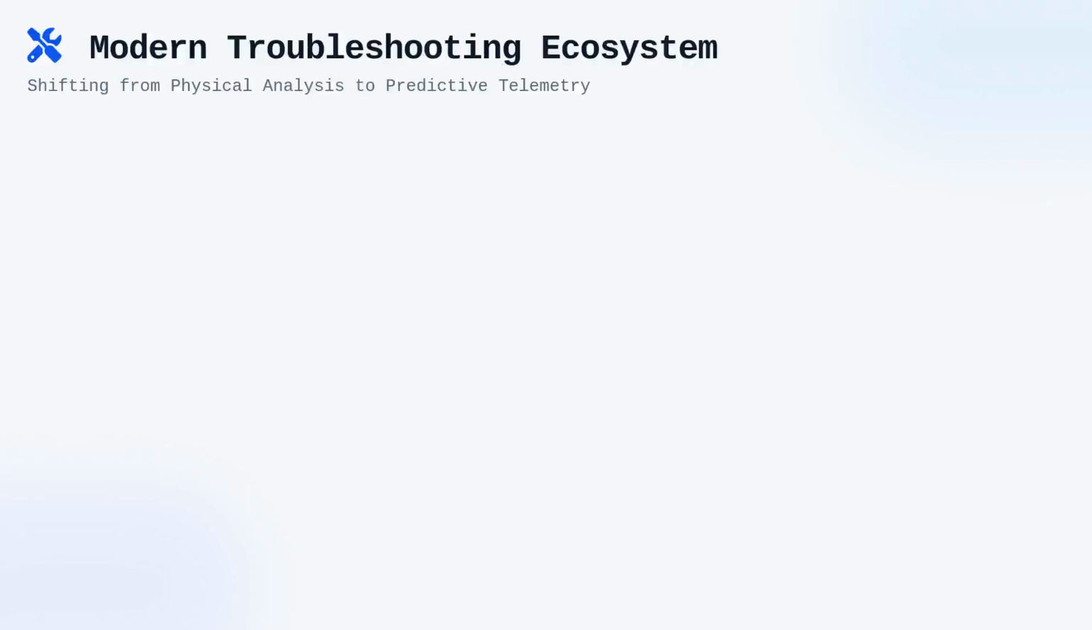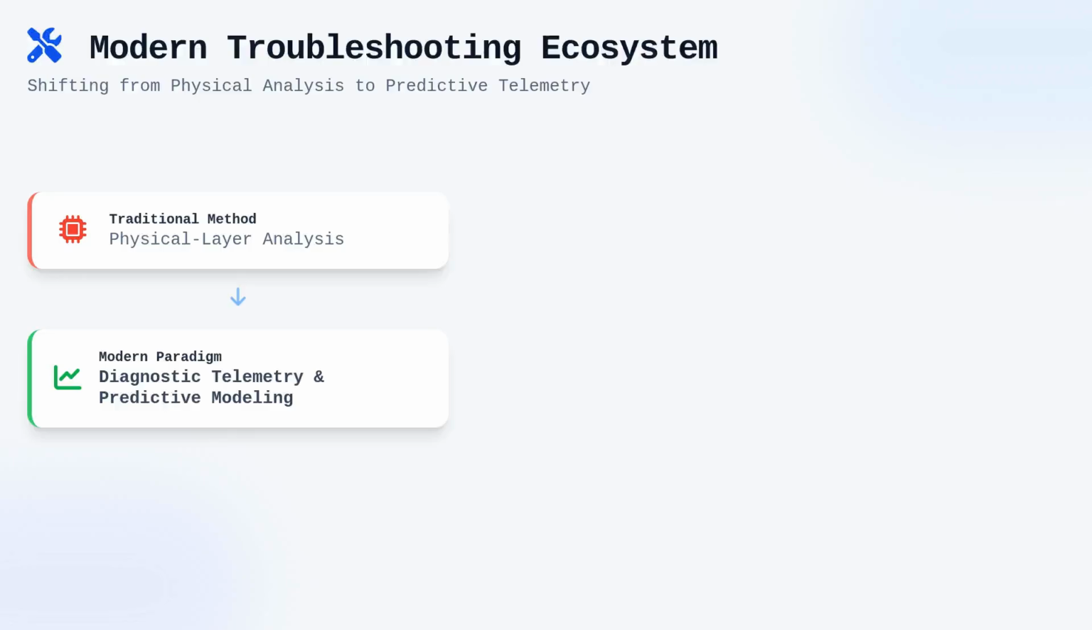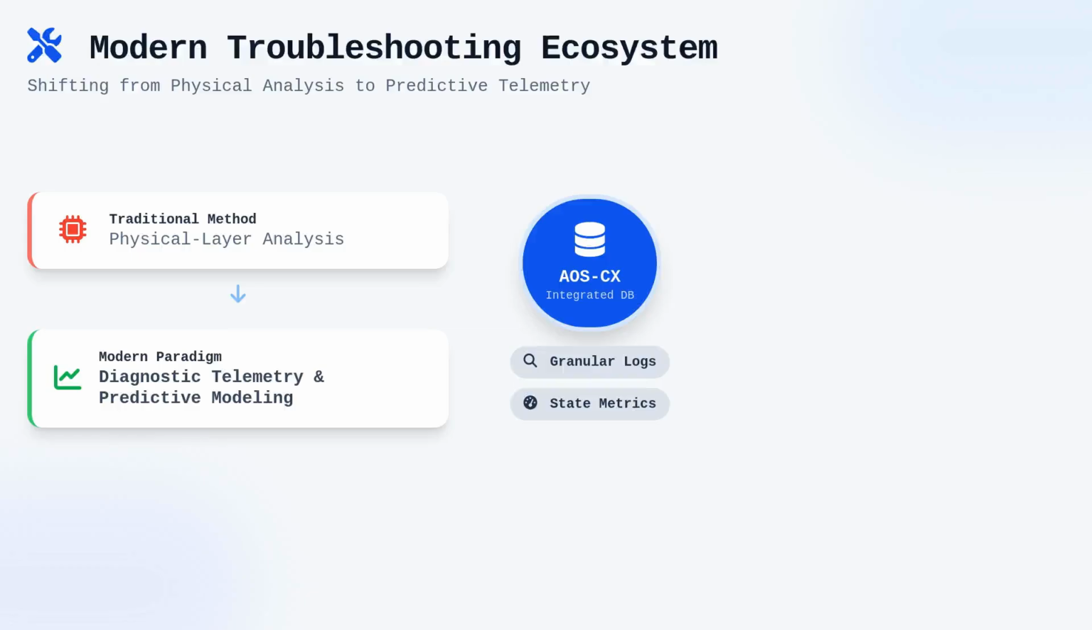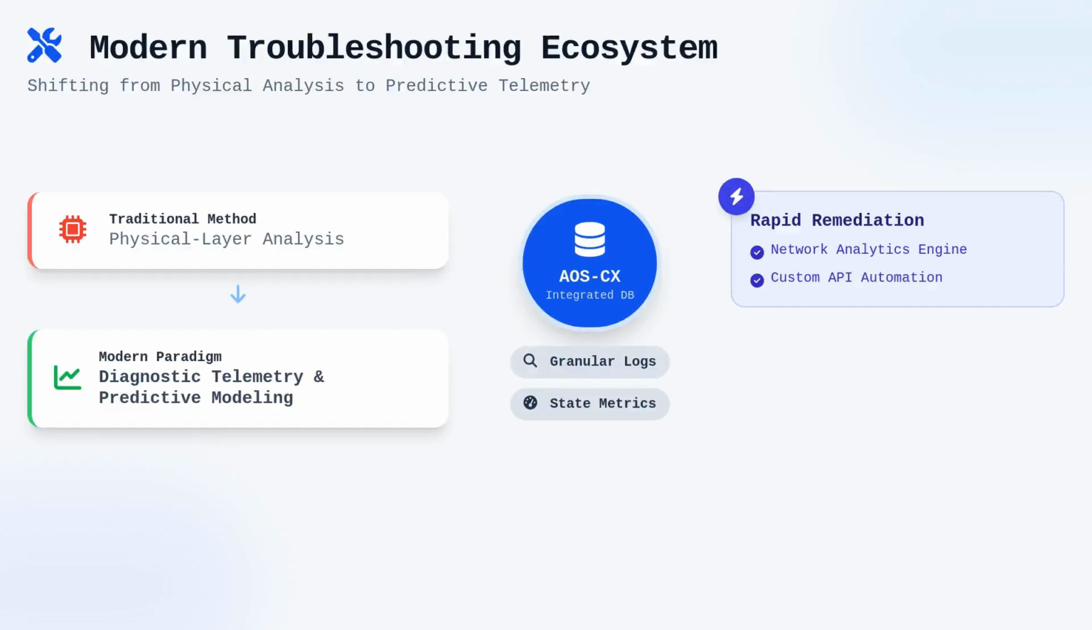Troubleshooting within this ecosystem shifts from traditional physical layer analysis toward diagnostic telemetry and predictive failure modeling. Because AOS CX provides granular access to system logs and state metrics via its integrated database, you can correlate network performance issues with specific application dependencies. Rapid remediation relies on the ability to query these telemetry streams using tools like the network analytics engine or external automation scripts. By building internal scripts to interact with the API, you effectively shorten the mean time to repair by detecting bottlenecks before they escalate into service outages.